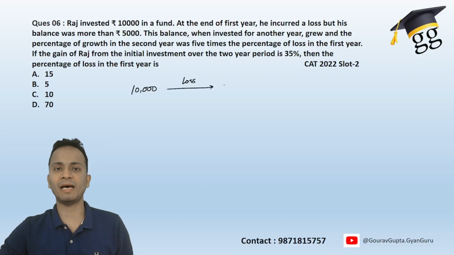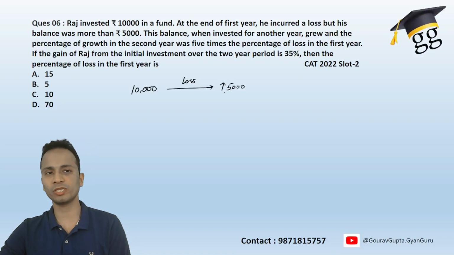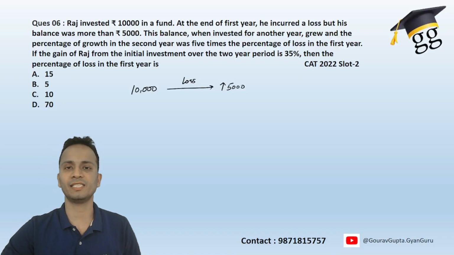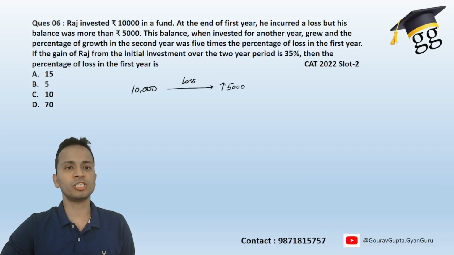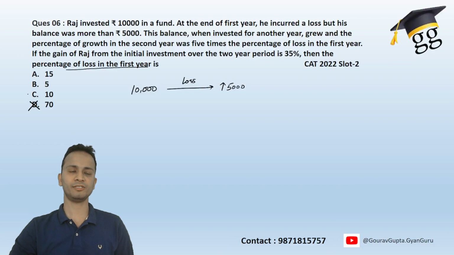Here the balance was more than 5,000. At a loss of 50%, he would get 5,000. But since he is getting more than 5,000, that means the loss is less than 50%. The question is asking for the percentage loss in the first year, so it cannot be 70%.